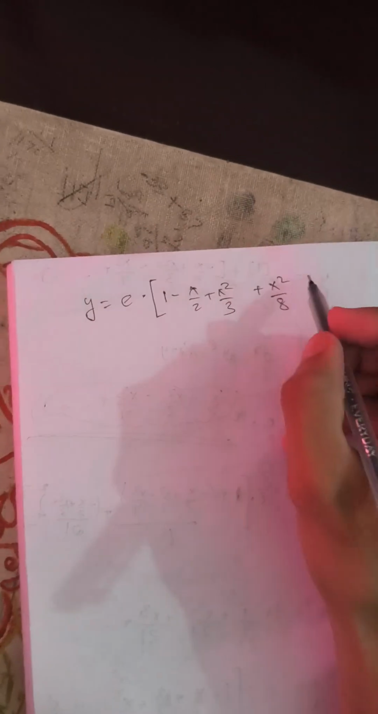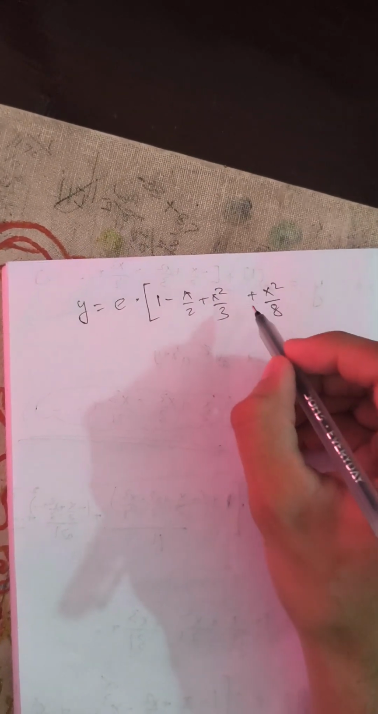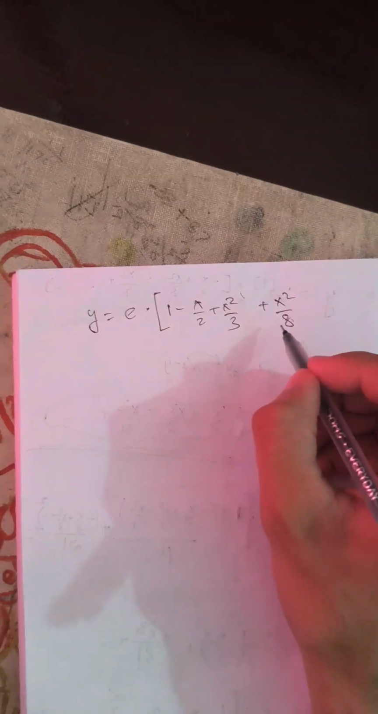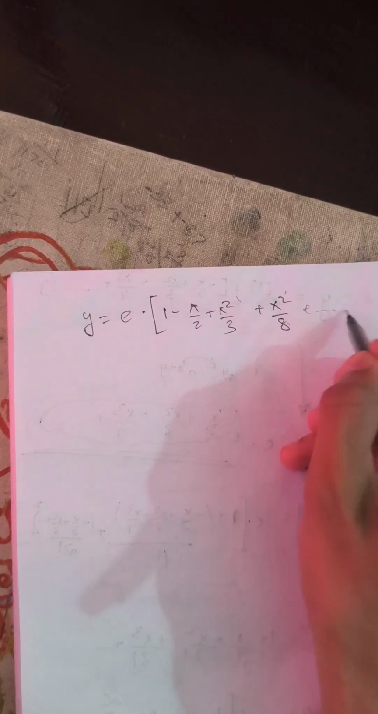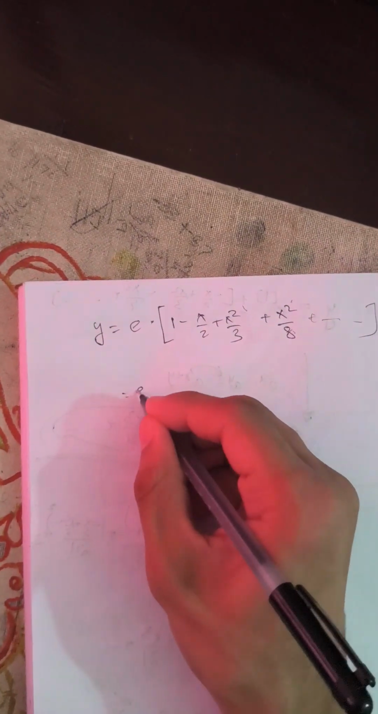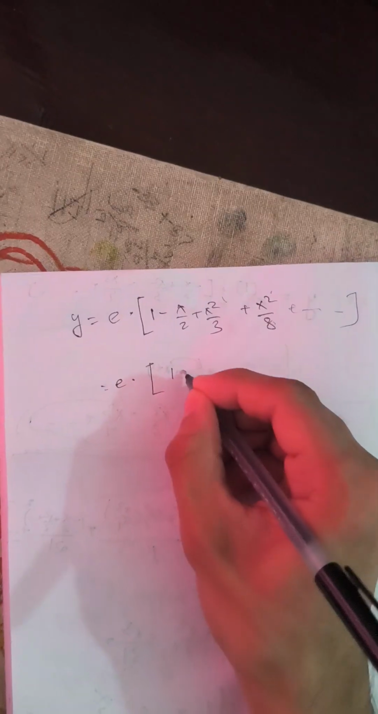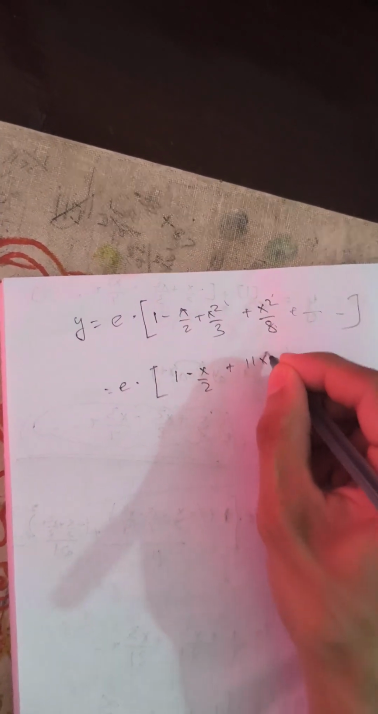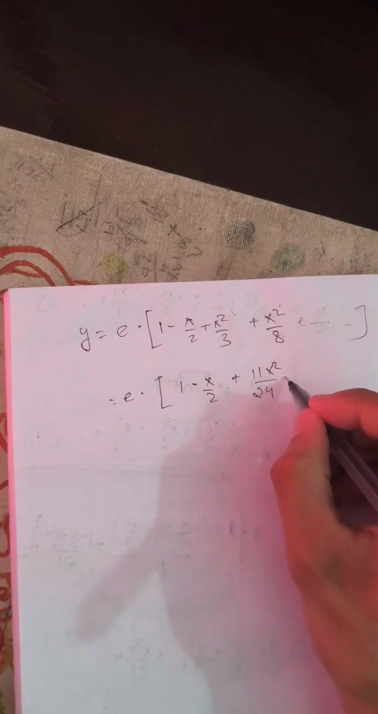So now what we'll be doing is we'll be combining both of these terms here. So this will be an etc. here. So e times 1 minus x by 2 plus this is just 11x squared divided by 24 plus so on and so forth, right?